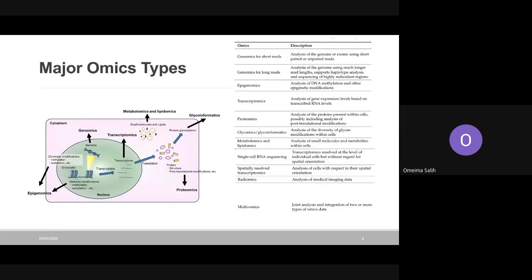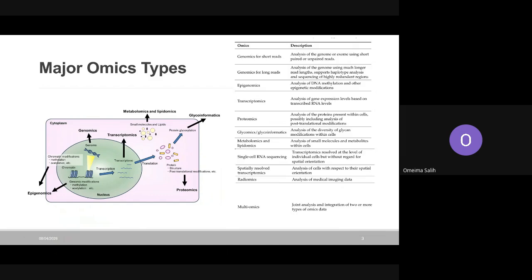Before we talk about multi-omics, let us define the components of multi-omics, or each omic separately. So the major omics types: you already studied with Professor Easter the genomics. There are two genomics, for short reads and for long reads. And these are all types of genomics.